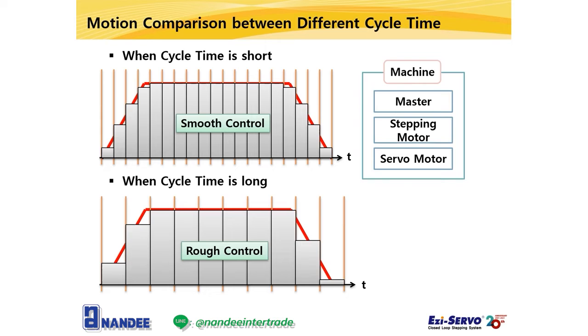For example, even if the minimum cycle time of the master and the servo drive is 0.25 milliseconds, if the cycle time of the step drive is 0.5 milliseconds, the minimum cycle time should be 0.5 milliseconds. Therefore, many companies are trying to reduce the minimum cycle time for high-precision motion control.